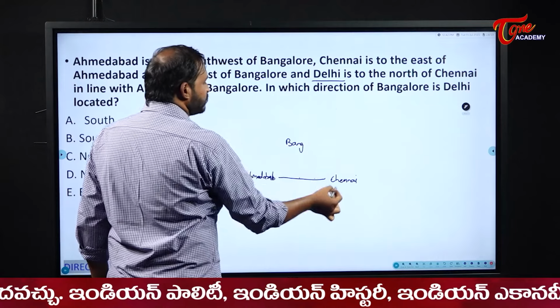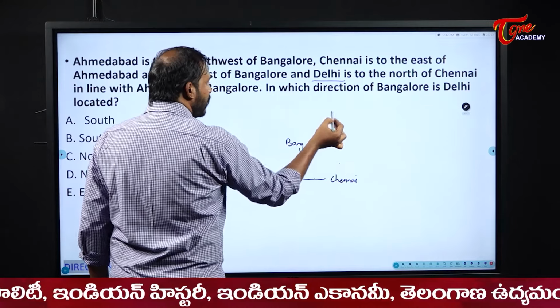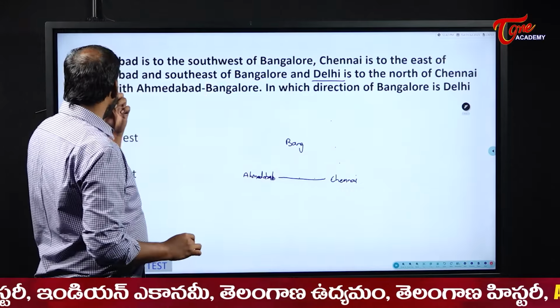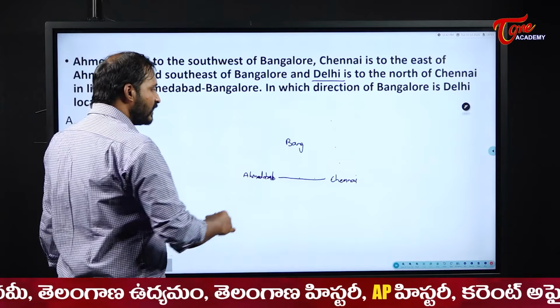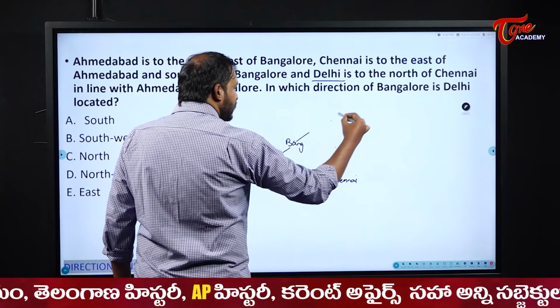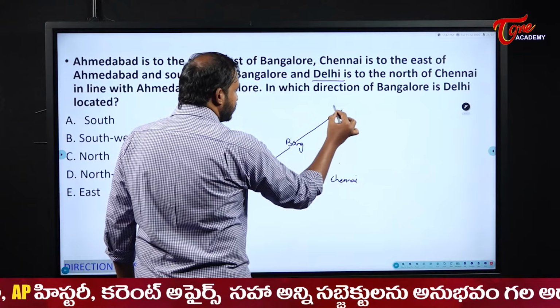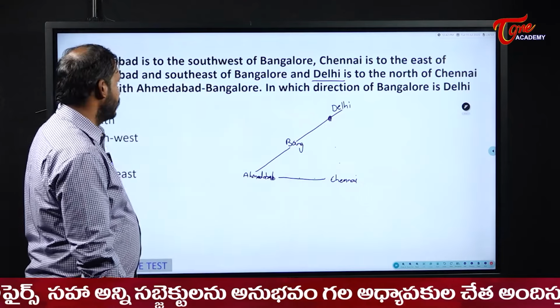Delhi is to the north of Chennai. That means it can be here, parallel with Bangalore, or here. Delhi is to the north of Chennai, in line with Ahmedabad, Bangalore. In line with Ahmedabad, Bangalore means what? If I draw a line from Ahmedabad to Bangalore and extend it in the same line, I will have Delhi. So that means Delhi is here.